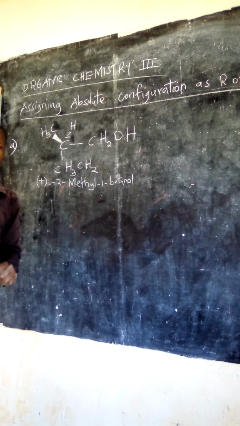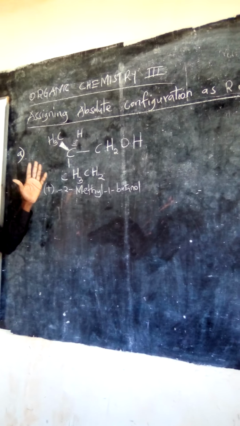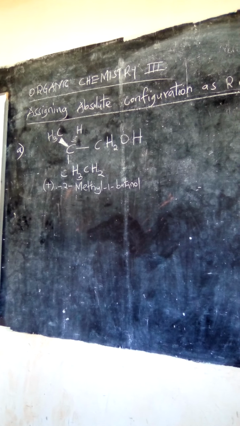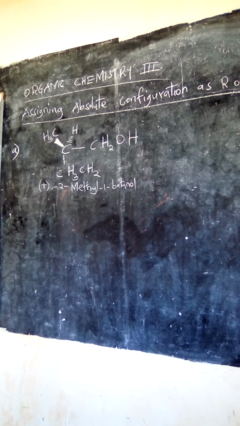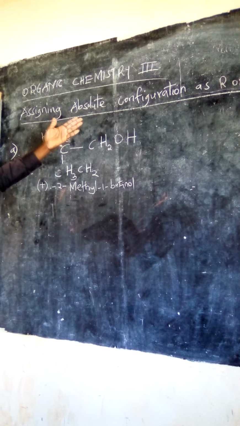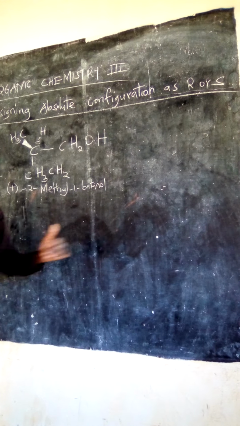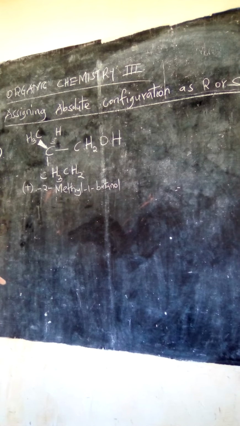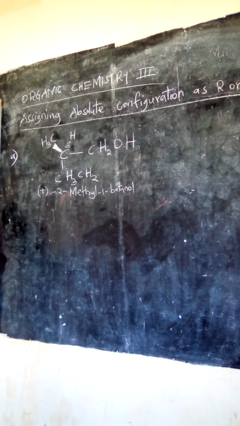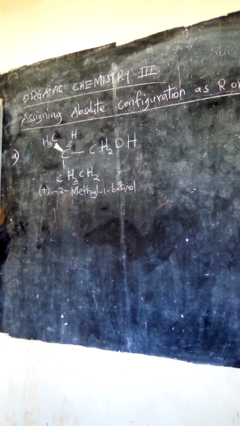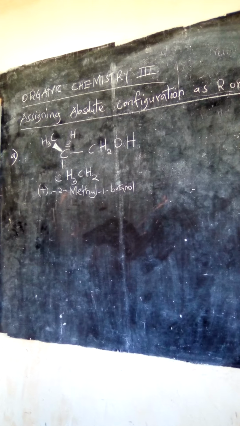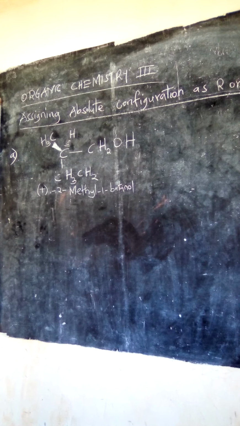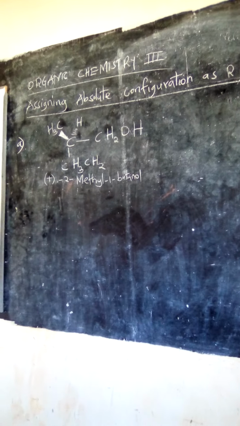Today's class. Today I want to show you something concerning organic chemistry 3, and I'll base my concern on how to assign absolute configuration as either R or S. That is it. So by the end of today's lesson, I think you shall be in a position of assigning the absolute configuration, whether it is S or R.